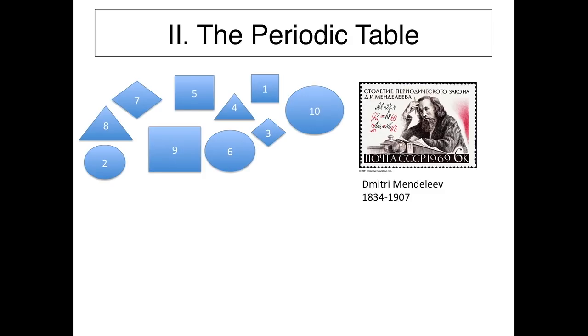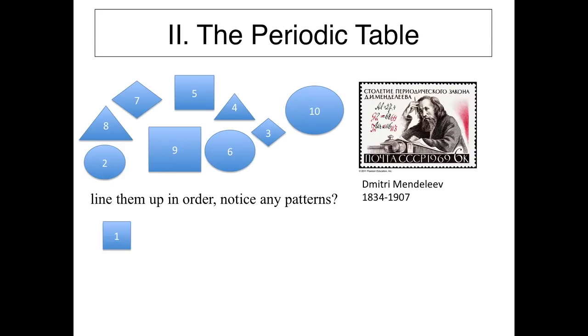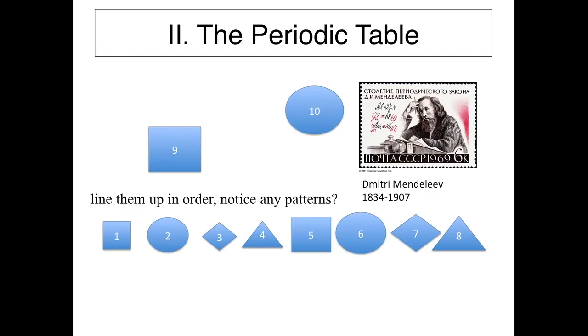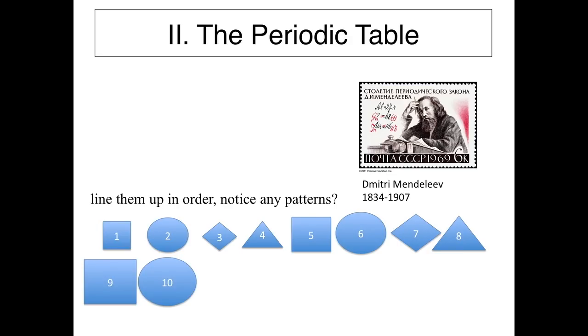So to think about what he did, let's imagine if you have a bunch of blocks here, and these blocks have some characteristics that are similar to each other, and they have numbers associated with them. So one thing we can say is, why don't we just line them up in order and see if there are any patterns that emerge? So if we do that, we can see that the first number is a square, followed by number 2, which is a circle, then number 3, which is a diamond, then number 4, which is a triangle, and so on and so forth, 5, 6, 7, 8, 9, and 10.